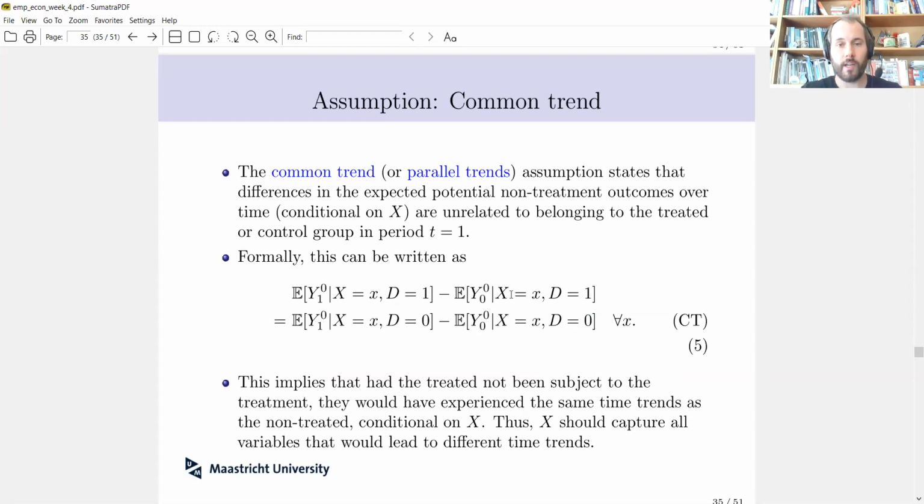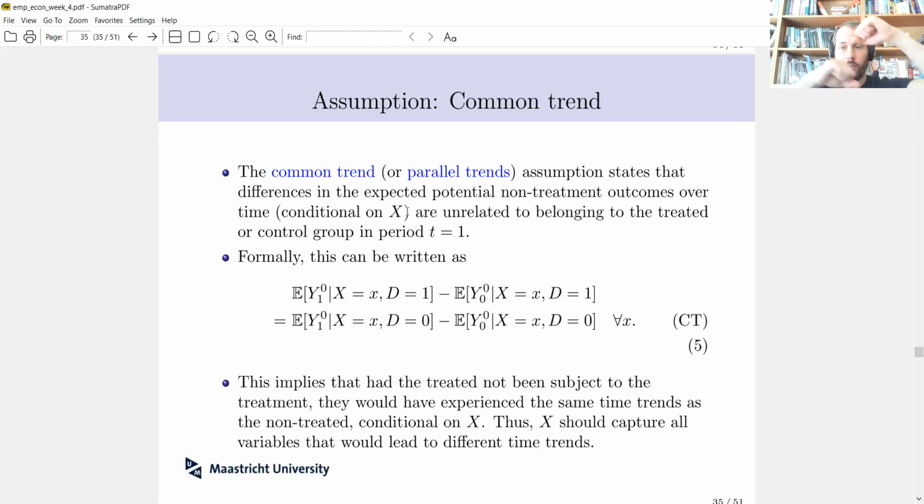And here we have what is called the common or the parallel trends assumption. And this is really, really important. This is basically what everyone is concerned about in difference-in-differences applications. It really means that once you condition on X, for instance if you look at the people in the same industry, the development in the treated group across time between period 0 and 1 should have been exactly the same as in the non-treated group. So the trends are the same.